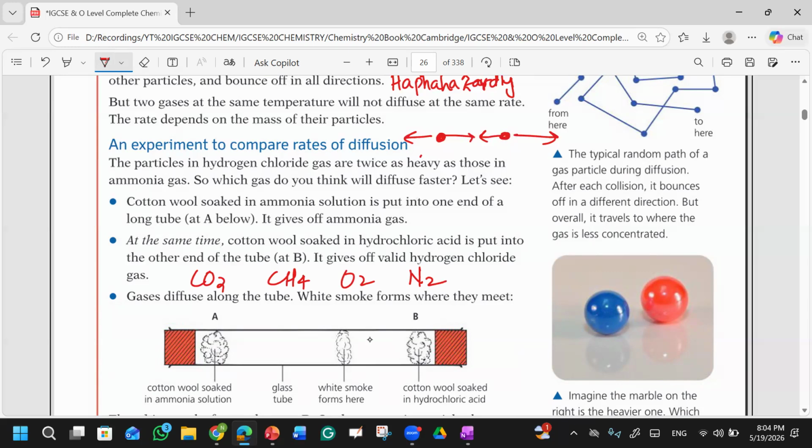Do you agree with my statement that the diffusion rates will be different? What does it mean that the diffusion rate will be different? Maybe it will take 10 minutes to diffuse, maybe less, maybe more. I'm just giving you an example, random values. Methane will take maybe 10, 20 minutes. Why are their rates different?